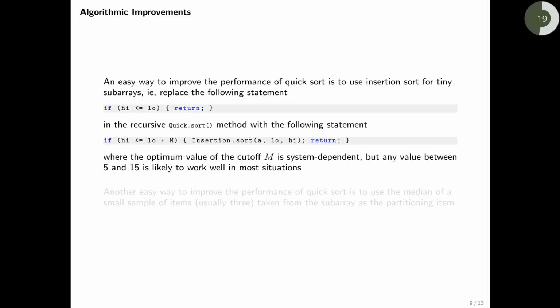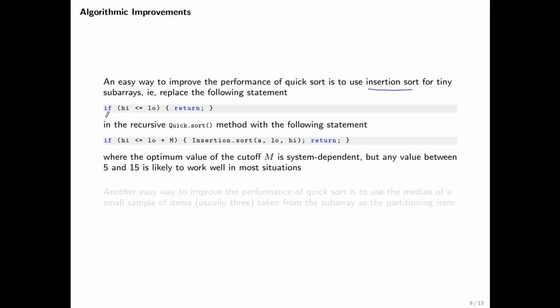So what are some of the improvements that we can perform with the Quicksort algorithm? Well, one easy way to improve the performance of Quicksort is to use insertion sort for tiny arrays. Okay, this is similar to what we did with merge sort.